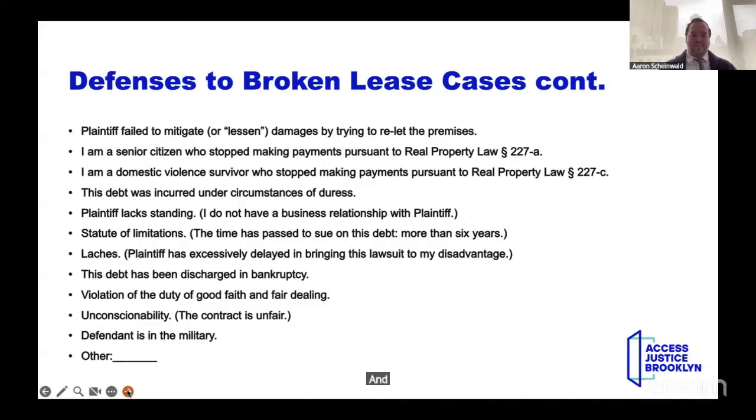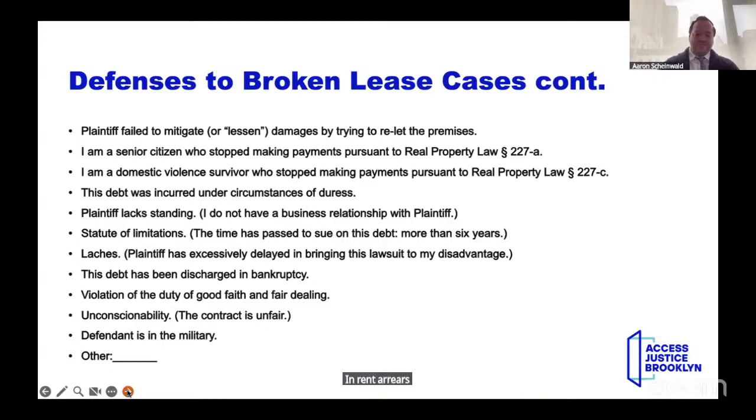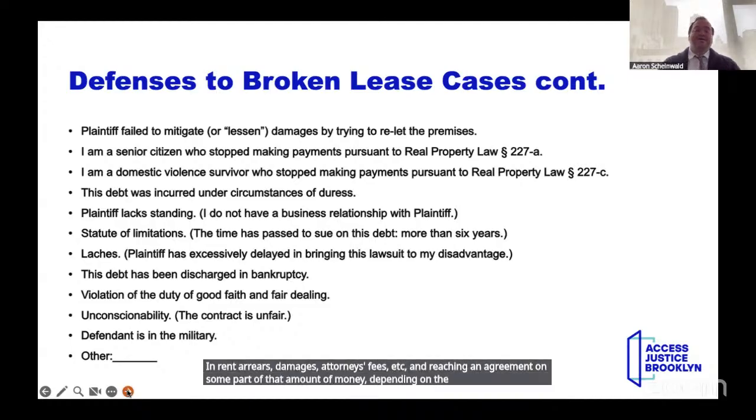And so that is a real problem in these cases because, obviously, if you have rent arrears, you can have rent that is $1,700, $1,800 in parts of Brooklyn. You can have rent that is much more expensive in other parts of Brooklyn. And so if you're talking about 7 or 8 months, you can very easily get into $20,000, $30,000, $40,000 in rent arrears, damages, attorney's fees, et cetera, and reaching an agreement on some part of that amount of money, depending on the defenses that your client or the person that you're speaking with may have, could still be extremely difficult.